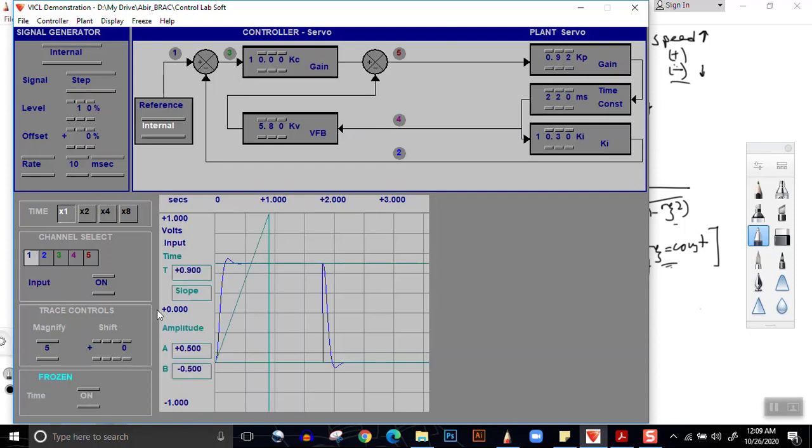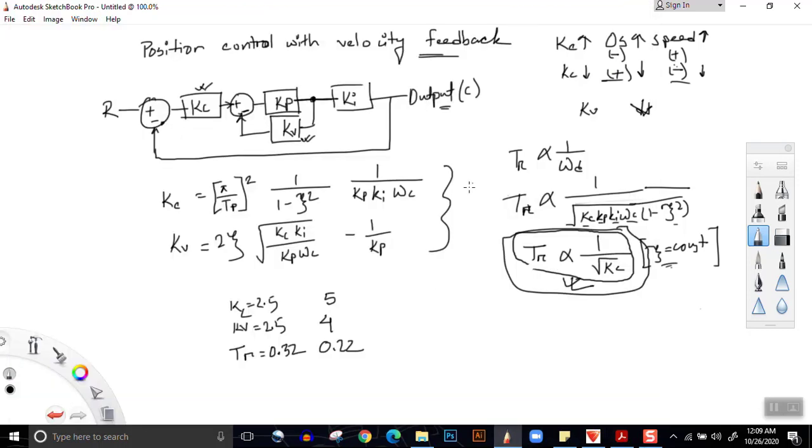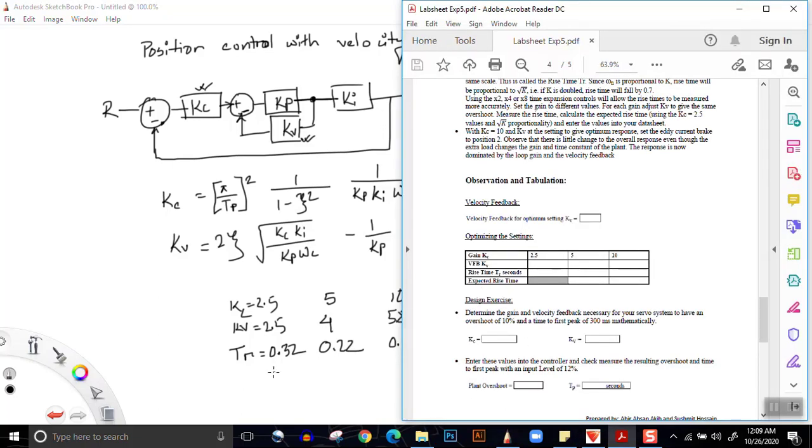After freezing it, we see the rise time. The value of Kv is 5.8 and the rise time is 0.16. So we note it down. This is 10, this is 5.8, this is 0.16. Now the last line over here is expected rise time.